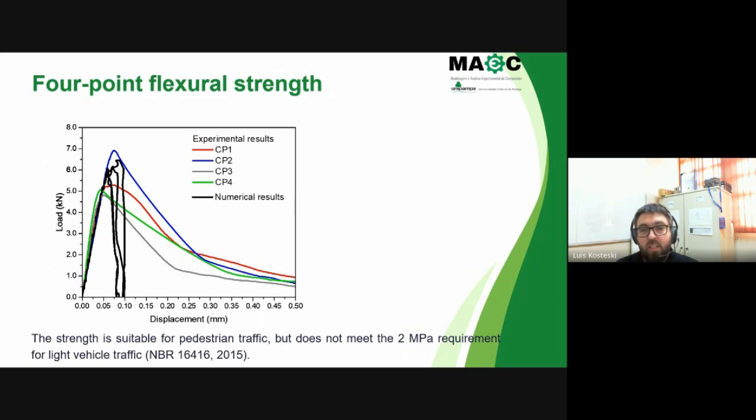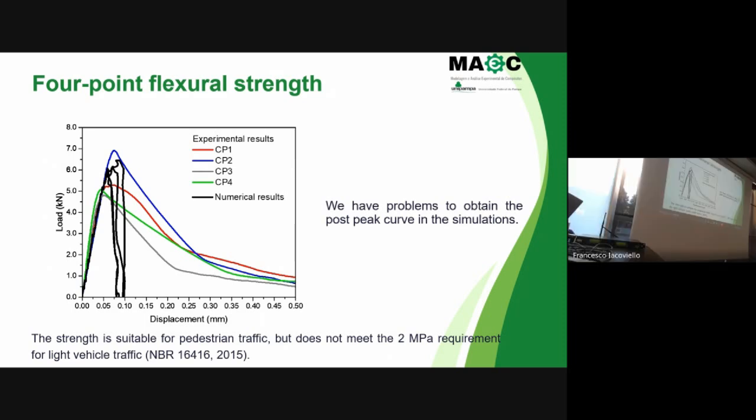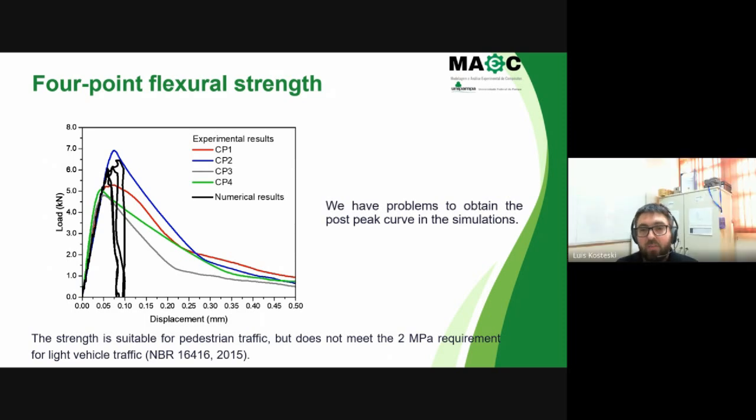Here we can see that our value is very similar for the strength, but the post-peak part of the curve is not equal. We have a fragile break, and in the experimentals we can find a ductile failure. Then we need to improve the post-peak curve simulations now. We need to increase, maybe, the fracture energy that we use to represent the model.